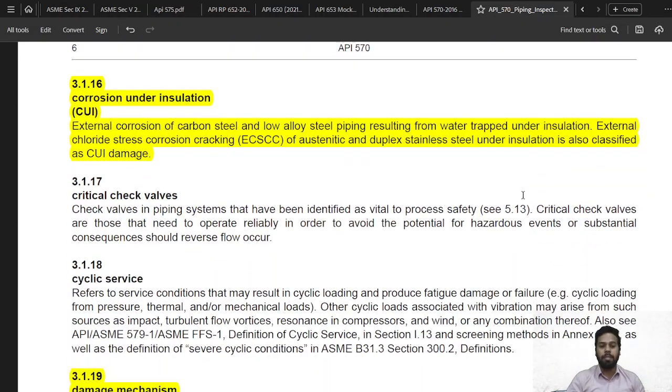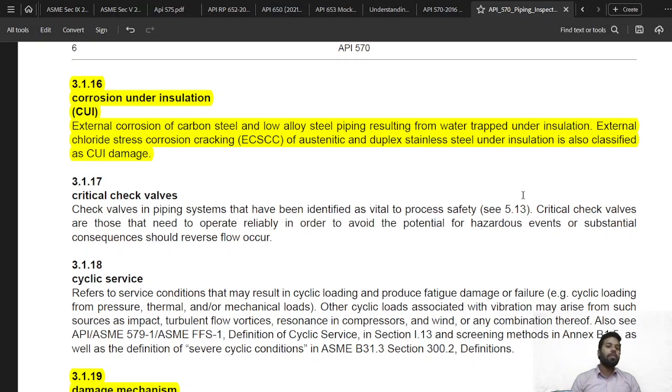Corrosion under insulation. If you have any insulation installed in your piping system, it can be installed for n number of reasons. The simplest reason is to limit heat transfer. But if I install insulation on a piping system, I would not see whether any corrosion is happening, because the exterior surface of the pipe is not visible to an inspector while doing visual examination. So the corrosion that is happening beneath the insulation layer is considered to be corrosion under insulation.